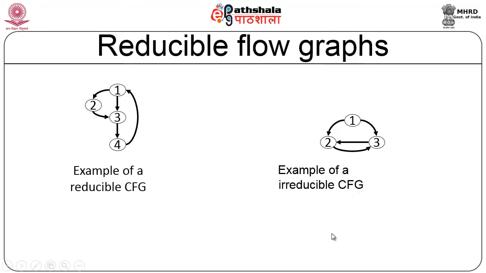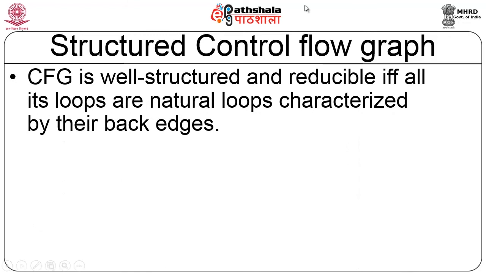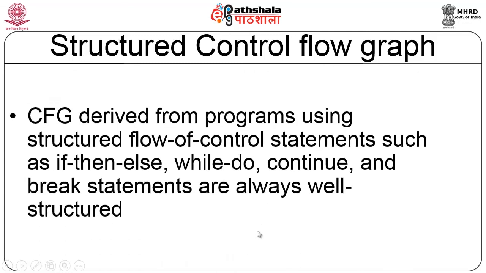As much as possible, your structured program should not have an irreducible control flow graph. All the graphs should be reducible. A CFG is well structured and reducible if and only if all its loops are natural loops characterized by their back edges. This is the characteristic. In a well structured control flow graph, there are no jumps into the middle of a loop. Each loop is entered only through its header. So you don't have an arbitrary jump is what we are trying to look at here.